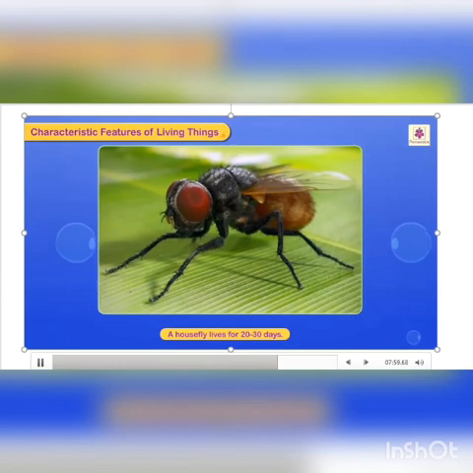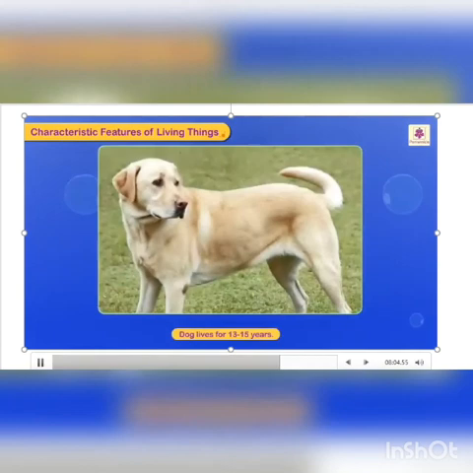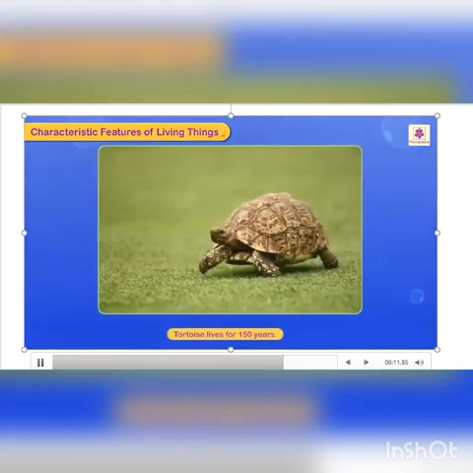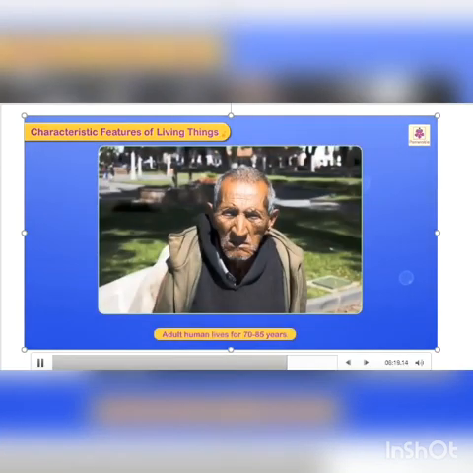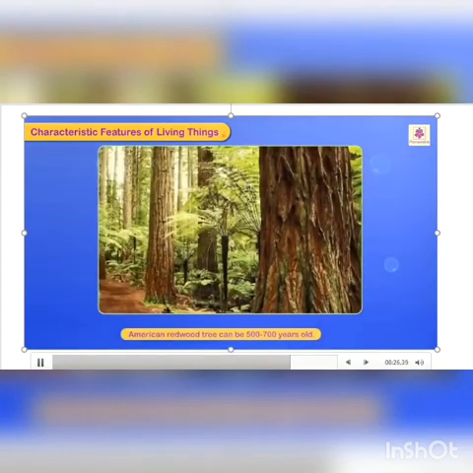A housefly lives for 20 to 30 days. A dog lives for 13 to 15 years. A tortoise lives for 150 years. An adult human lives for 70 to 85 years. An American redwood tree can be 500 to 700 years old.